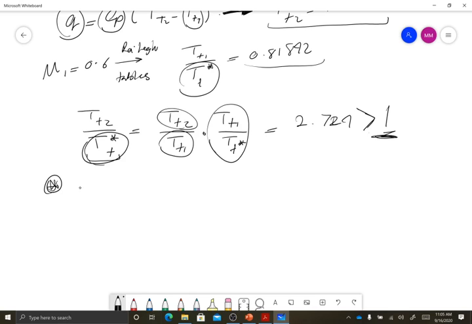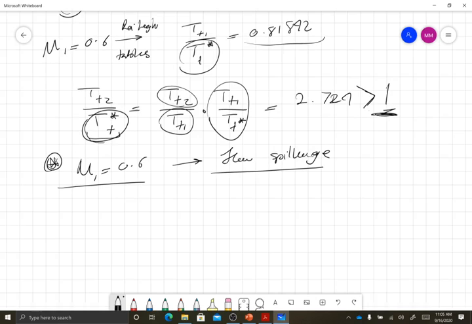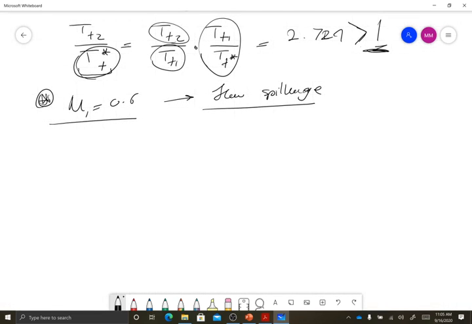Exactly. Since we are dealing with Mach numbers that are smaller than 1, right? So M1 is 0.6, you will have some flow spillage. This is how the adjustment goes, right? Which means that for this case, we have to calculate a new inlet condition, right? But what does stay the same?